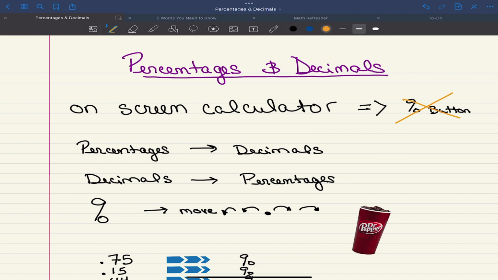Also, on the exam, you may have questions where the answer is given to you from the calculator as a decimal, and you'll need to turn it into a percentage. Thus, a review is always a good thing.